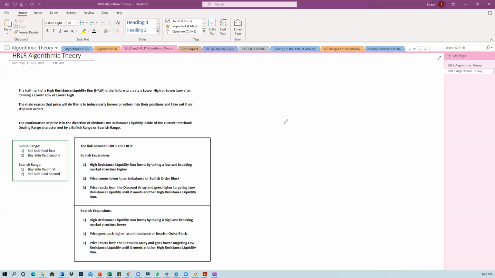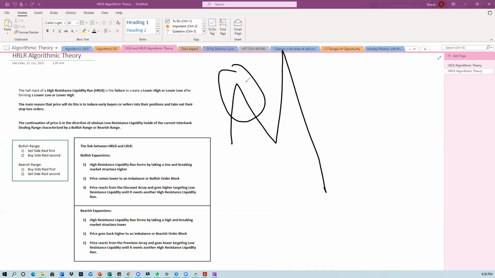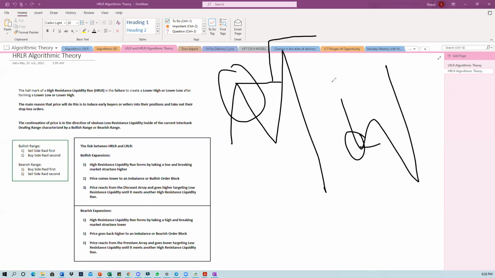So the hallmark of a high resistance liquidity run is a failure to create a lower high or lower low after forming a lower low or lower high. Okay, that's confusing. Forget about that. The main reason that price will do this is to induce early buyers or sellers into their positions and take out their stop loss orders. Now, remember, I said earlier, if you get stopped out over here, you are being induced, right? So it's very important for you to identify where the actual PD array is.